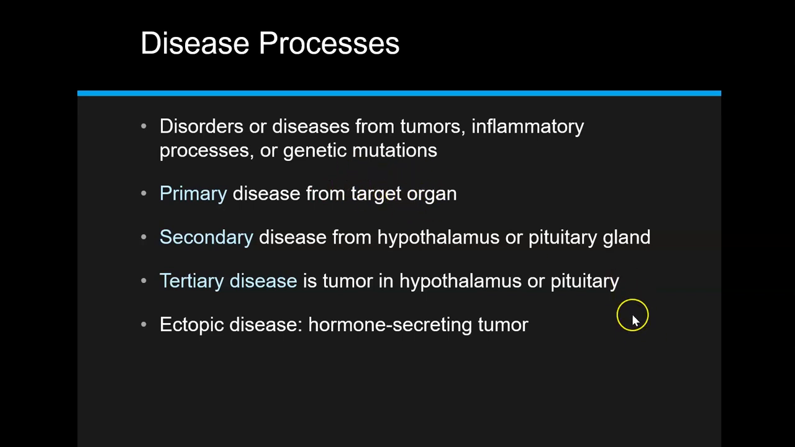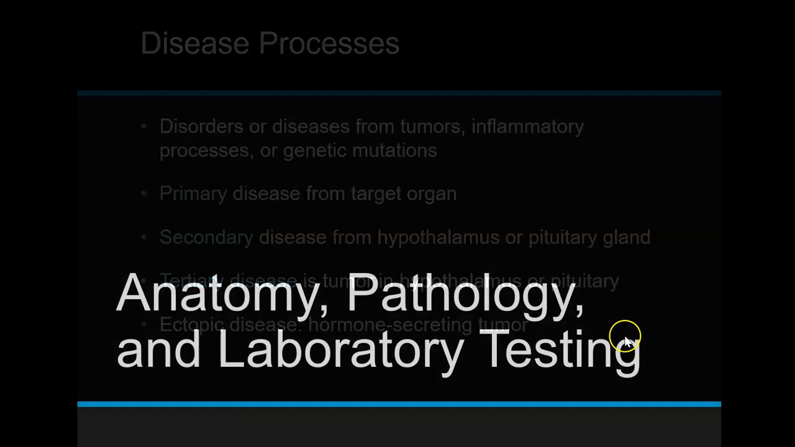And then you have ectopic disease, which is when you have a hormone-secreting tumor, and it could be located, for example, in the lungs or something like that. It's just decided to turn on a hormone gene, and it's secreting that hormone, and that hormone's not even supposed to be coming from that organ. So that would be an ectopic disease.